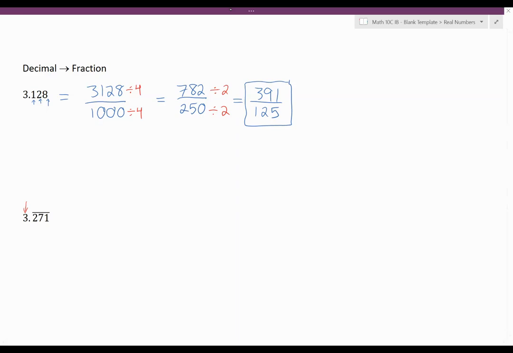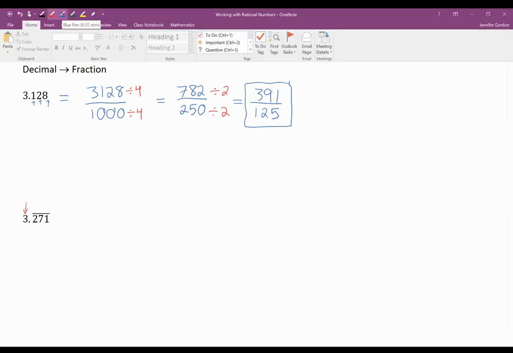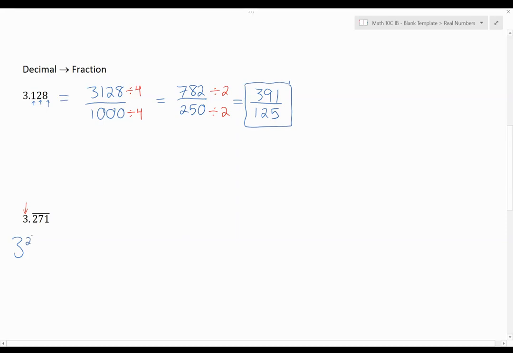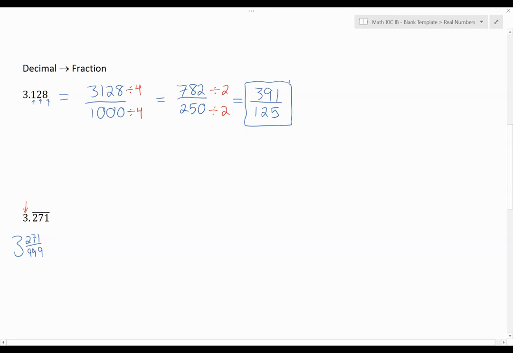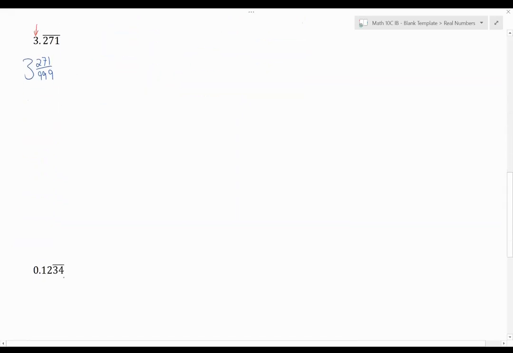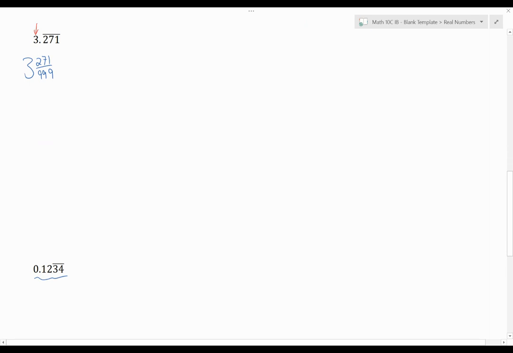Now, you may have learned a strategy that if I have something like 0.271 repeating, like I have here, that's going to be 271 over 999. So I have a mixed fraction here, which I can then convert into an improper fraction. And that certainly is correct, and it does work. That strategy starts to fall apart when you have things like 0.12 and then just 34 repeating, because only part of the decimal is repeating. So I can't put this on top of 0.9999.